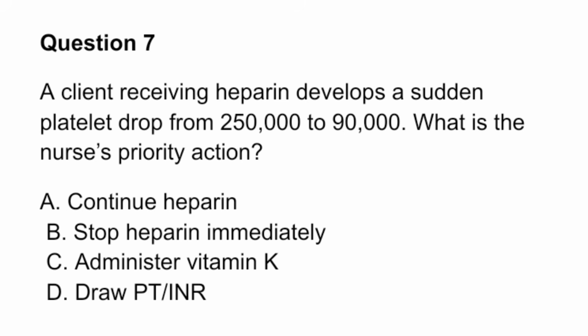Question 7. A client receiving heparin develops a sudden platelet drop from 250,000 to 90,000. What is the nurse's priority action? A. Continue heparin. B. Stop heparin immediately.